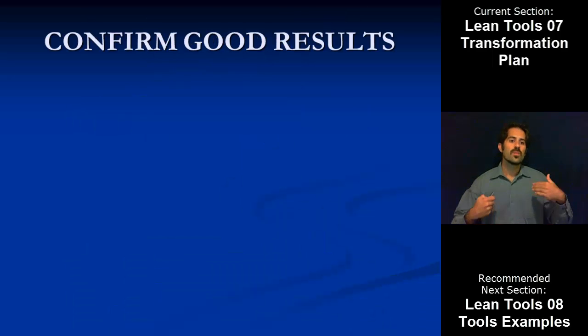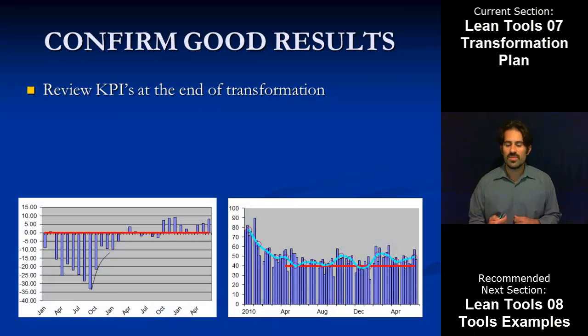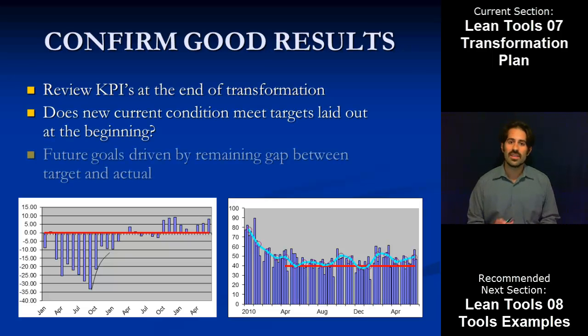And so once we complete the transformation in terms of the technical tools we've applied, we want to step back, evaluate the results, and confirm that we were able to meet our targets. So we do that by simply reviewing our KPIs to see what they look like. Does the condition we're at now meet the targets we laid out at the beginning? And then our future goals are driven by the answer to that question.